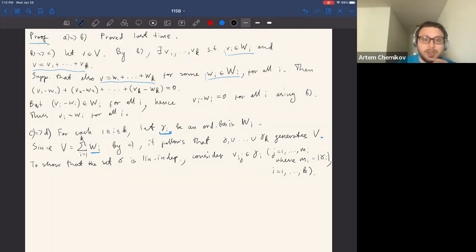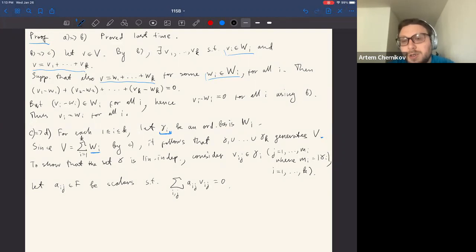All right, so we have this vij, and we need to show that they're all linearly independent, okay? So for this purpose, let aij in F be scalars such that the sum over all i, j of aij times vij is equal to 0, okay? So assume we have a linear combination of all these vectors, which is zero, okay? All right.